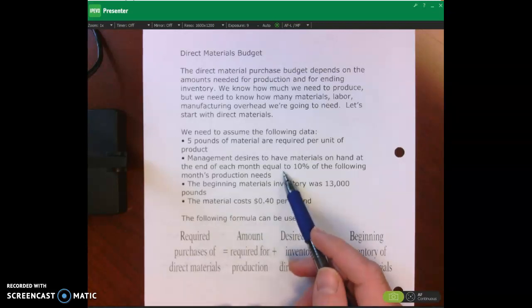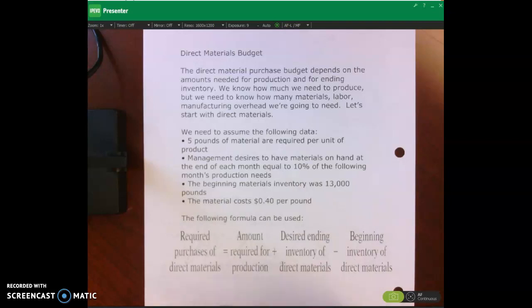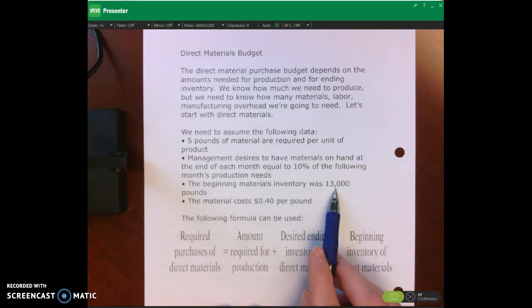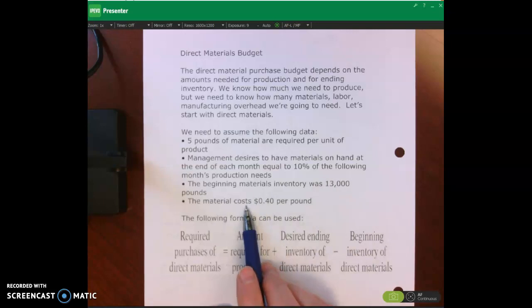Okay, so we have to have some materials to make those extra cups of lemonade. We also have beginning materials inventory of 13,000 pounds, so that's beginning for the quarter. And then we have materials cost of 40 cents a pound.